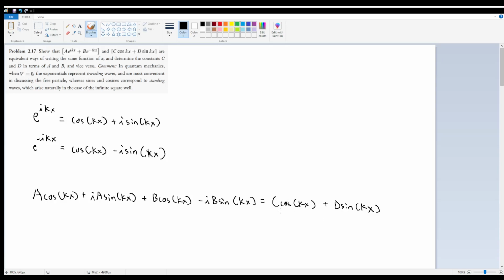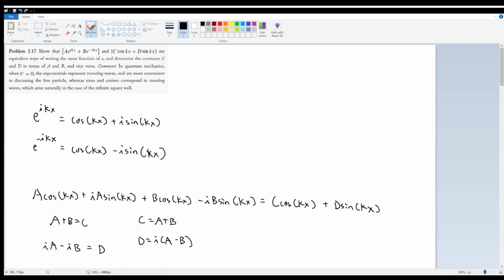So first off, immediately we can sort of combine coefficients. So we see there's cosine under c, and then we have a and b under cosine. So a plus b has to necessarily equal c, and we also have that ia minus ib has to equal d, because ia and minus ib are sharing the sine term with d on the right side. These are the relations in terms of c and d, so we can rewrite them as c equals a plus b, and d equals i times (a minus b).